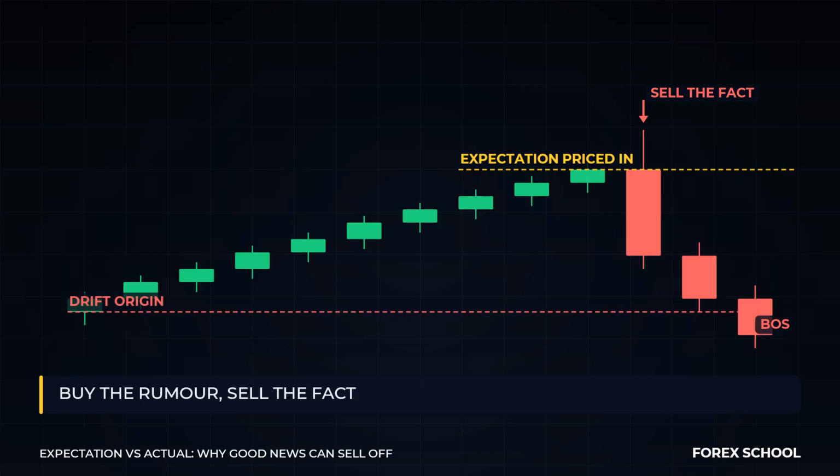Nothing went wrong with the news. The good news had simply been bought for a fortnight, so when the fact arrived, there was nobody left to buy it. Buy the rumor, sell the fact, this is what it looks like on a chart.